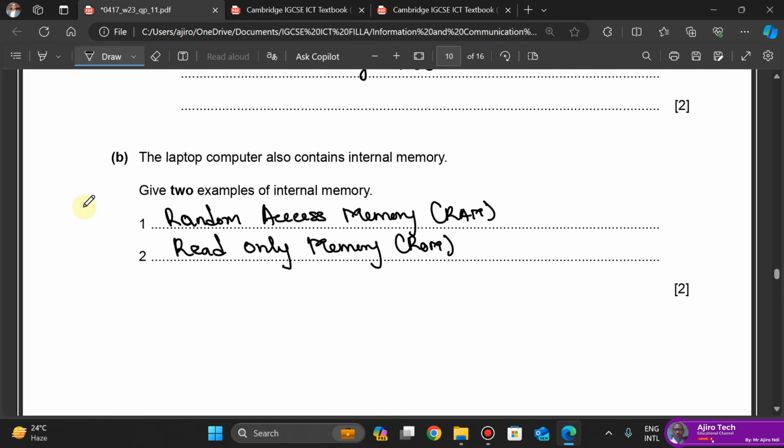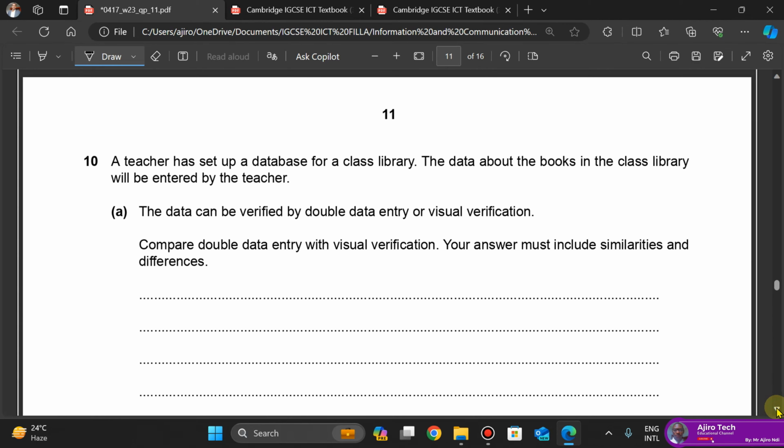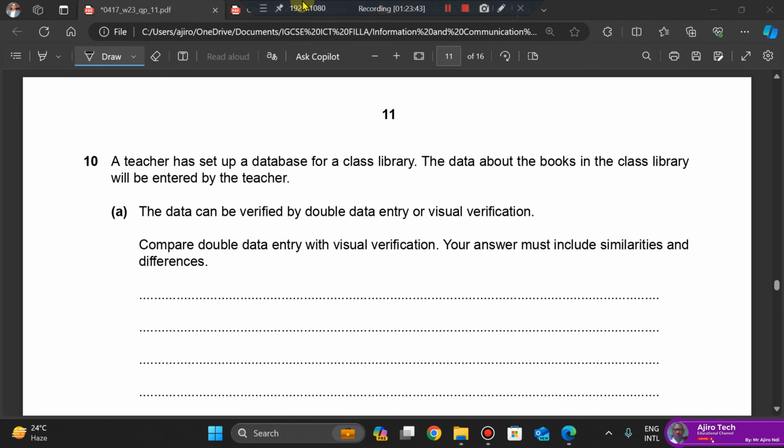This is chapter 1 of the textbook. A teacher has set up a database for a class library. The data about the books in the class library will be entered by the user. The data can be verified by double entry or visual verification.